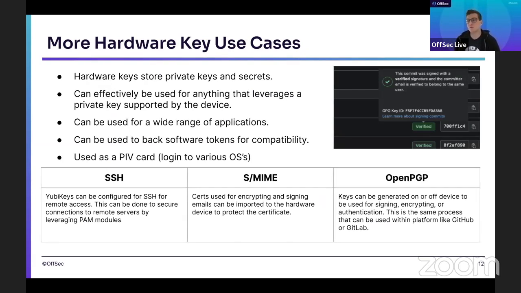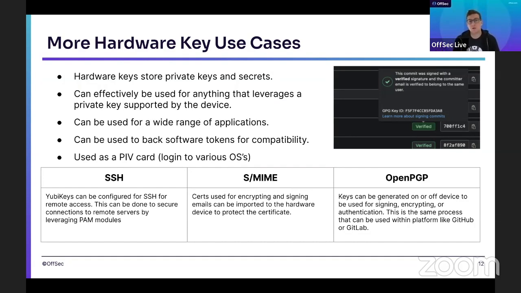And the hardware keys can be used for quite a bit of other things. Like I said, hardware keys effectively just store private keys and secrets. So in a lot of cases, it can be used for applications that require private keys, like SSH or S/MIME for encrypting emails, or GPG or OpenPGP. The keys can be generated on the device or generated through your local system and then moved to it.